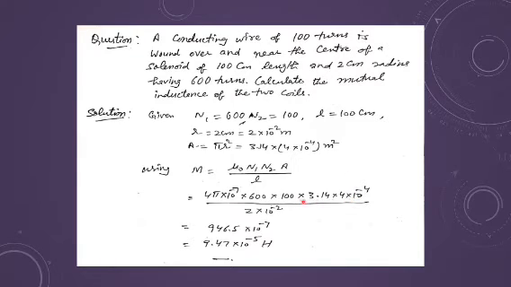So you have to solve this question, simple mathematics. The only thing is you have to understand the question and you should be able to use the correct formula which is required to solve the question. So I am getting the answer 9.47 into 10 to the power minus 5 Henry. Units you must mention at the end. So we can move ahead.